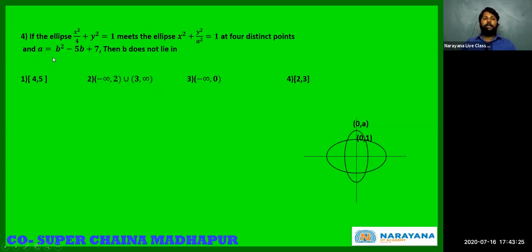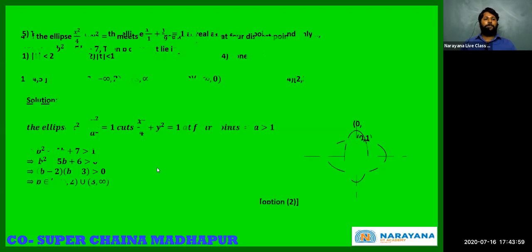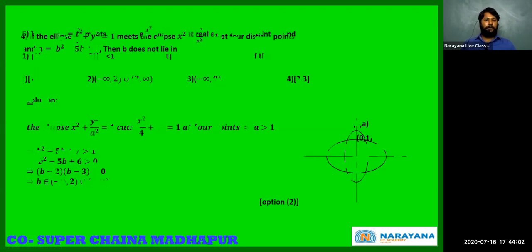So if a is greater than 1, look at this equation, b square minus 5b plus 7. This must be greater than 1. Therefore, the two ellipses cut each other only when a is greater than 1. Therefore, b square minus 5b plus 7 is greater than 1. Therefore, b square minus 5b plus 6 is greater than 0. You factorize this, we can be sure that b belongs to minus infinity to 2 or 3 to infinity. So b is less than 2 or greater than 3, which is your answer. So b does not lie in 2 to 3. Got it? Since we have done this, I hope we don't need to repeat it.